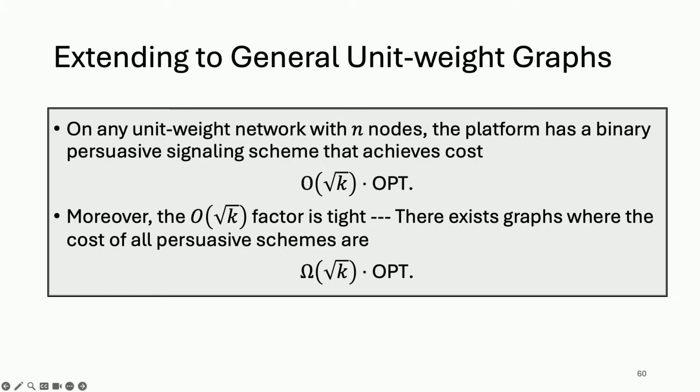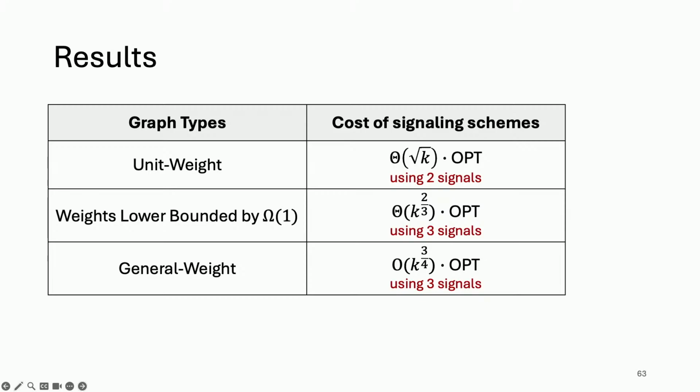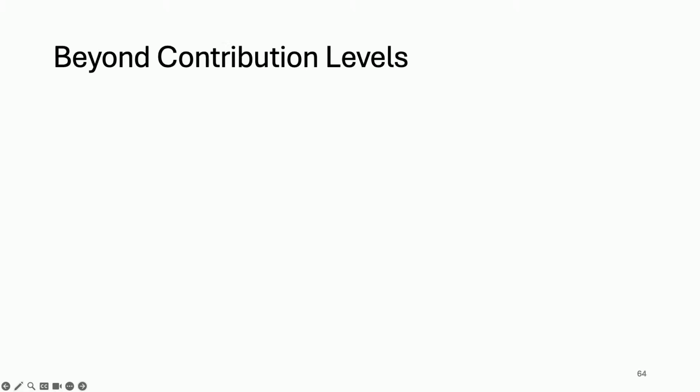Like for any unit-weighted network with k nodes, they have a binary persuasive signaling scheme such that the cost is square root of k times the optimal cost. And they also show that the square root of k is tight. They also have results for more general graph types, so this is for the unit weight, but they also consider general weights, and can also achieve results better than linear in k. Yeah, I think that's for the information design in this linear model.